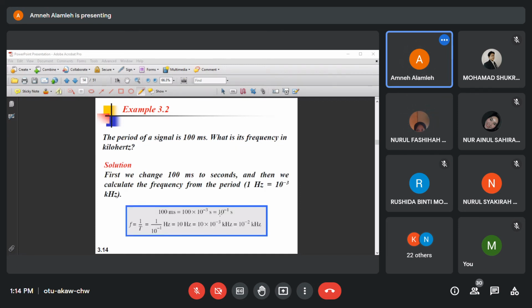Next example. The period of a signal is 100 milliseconds. What is the frequency in kilohertz? First, we change the 100 milliseconds to seconds. Then we calculate the frequency from the period. 1 hertz equals 10 to the power minus 3 kilohertz. It's the opposite.